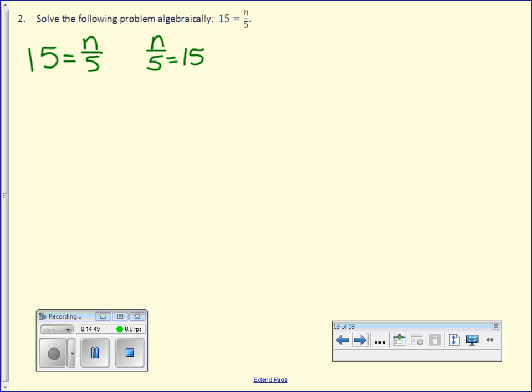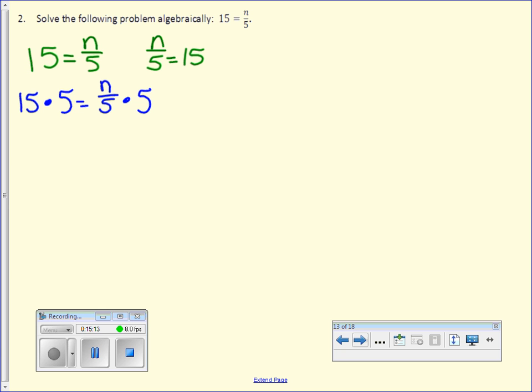No matter which way we solve this, right now, n is being divided by 5. Fraction bar means division. So what's my inverse operation? So I'm going to multiply both sides by 5. So 15 times 5 equals n divided by 5 times 5.